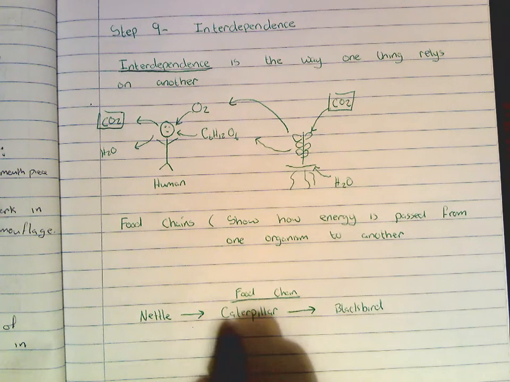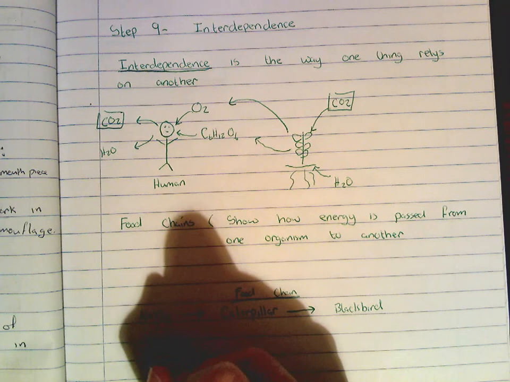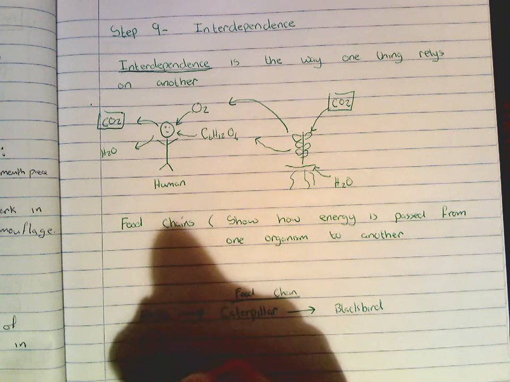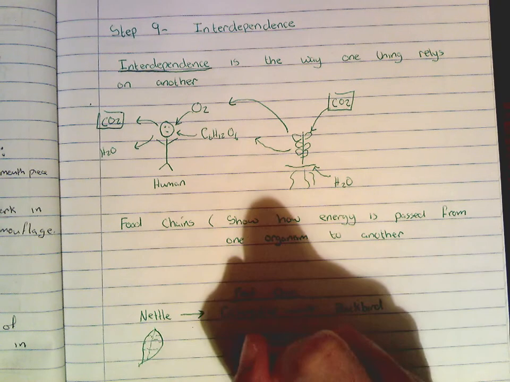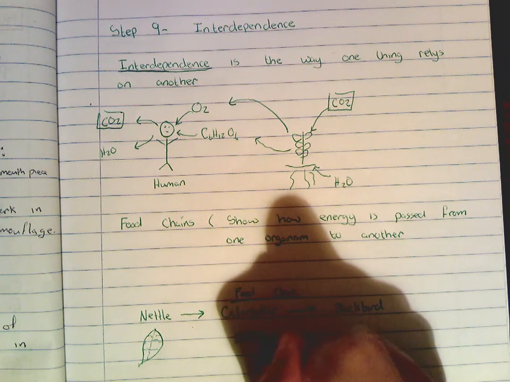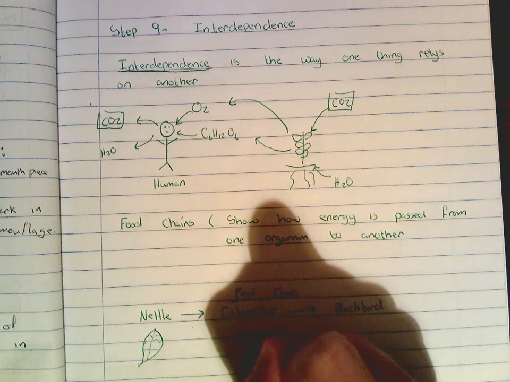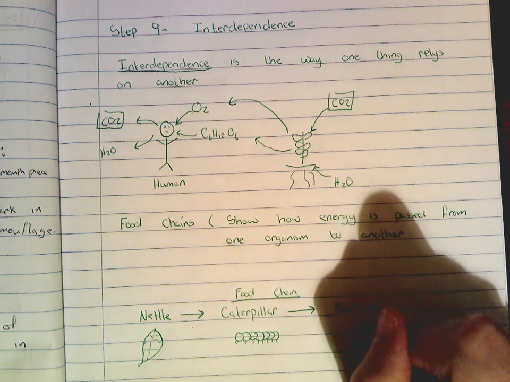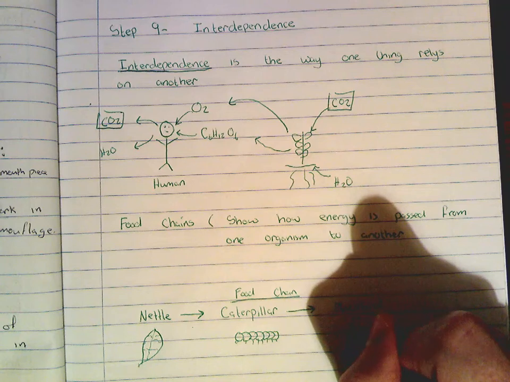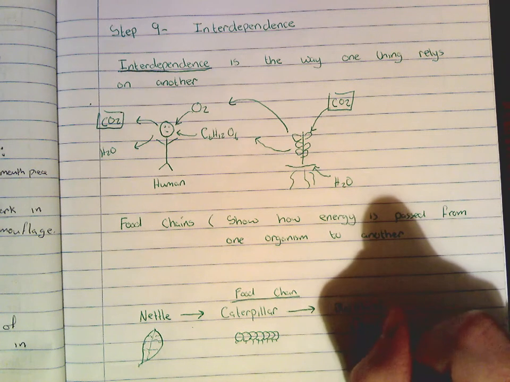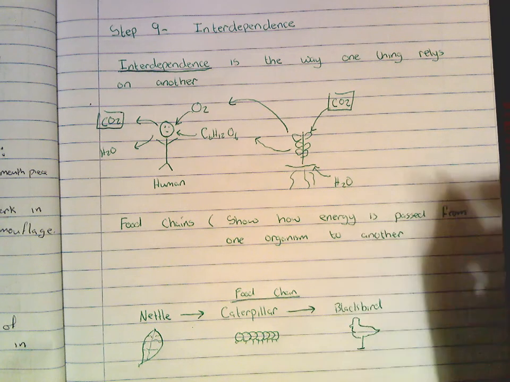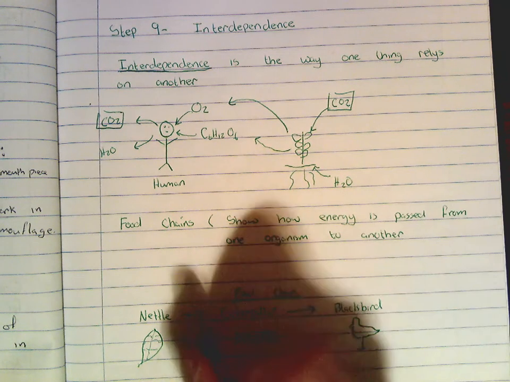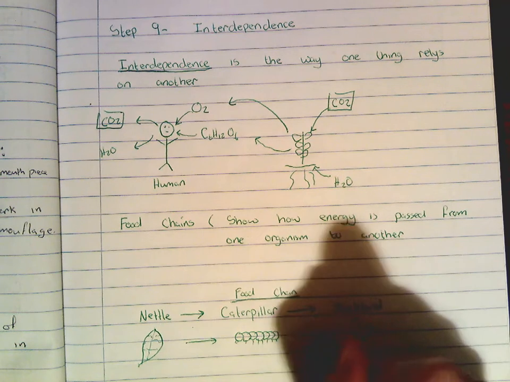So we can see that caterpillars, so imagine this is our nettle. This is our nettle plant. Okay, and then our caterpillar. So imagine this is our caterpillar. It can look something like this. And then we have our blackbird. So it looks something like this. Okay, and I know that's a brutal looking blackbird. So what happens is all of these guys, they interrelate to each other.